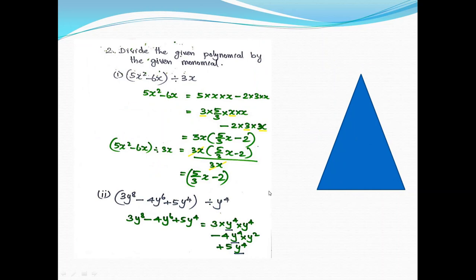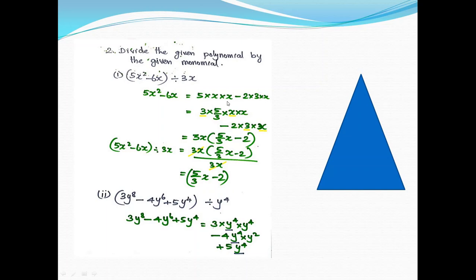The next one is divide the given polynomial by the given monomial. What is the polynomial? 5x square minus 6x divided by 3x. First we have to factorize 5x square minus 6x. 5x square can be factorized as 5 multiplied by x, minus 6x can be factorized as 2 multiplied by 3 multiplied by x. You cannot find the common factor here. You cannot find the common constant value here. So the division is 3x. So we have to get a 3x.